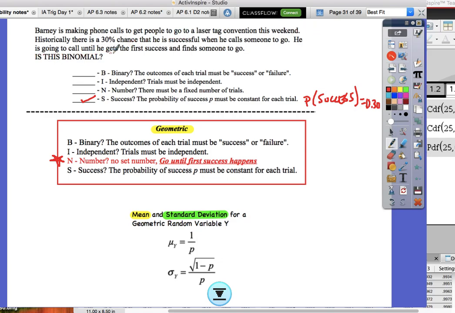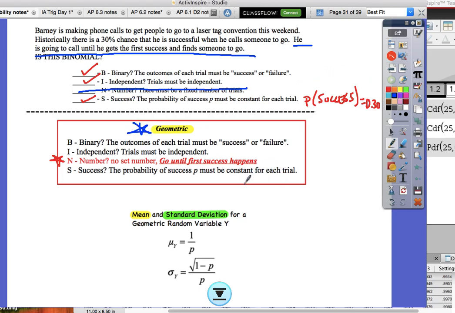He is going to call until he gets the first success and find someone to go. Okay, we do have a success or a failure. Either they go with him or they don't. Each call is independent of the other calls. Whatever happens on the first call has no effect on the other calls. But here is what we do not have. We do not have a set number of trials, a set number of calls. It says he's going to call until he gets the first success. So that is an example of geometric.